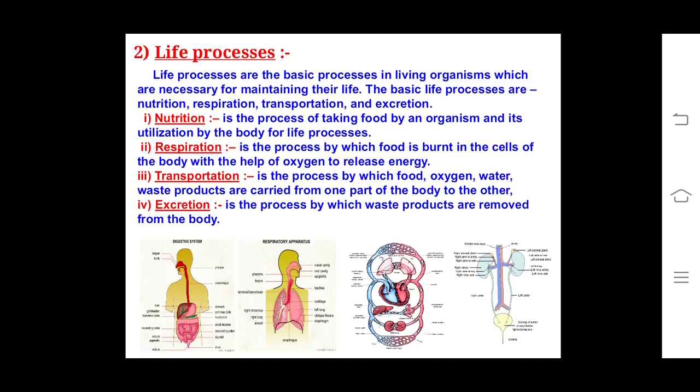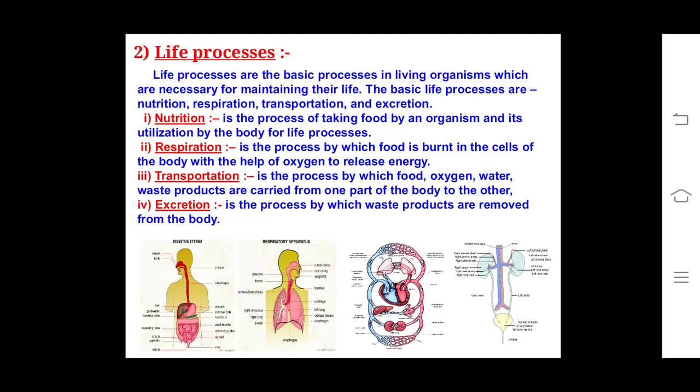The waste products, if they are accumulated in the body, will cause harm. For example, if your kitchen drain or any drain gets choked, what happens? There is a bad smell, flies come, and many diseases spread. Similarly, the waste products also have to be carried out of the body. For carrying out the waste products, we have another system, that is the excretory system.